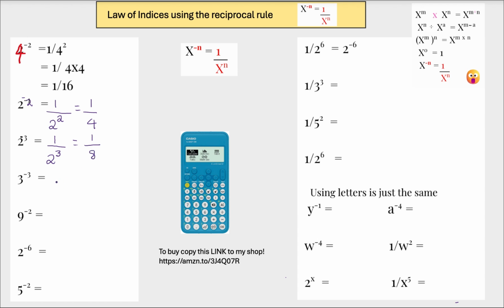Next one, 3 to the power of negative 3. So let's flip it and put it over 1. So that's 3 to the positive 3. Now, this is where you may need your calculator.